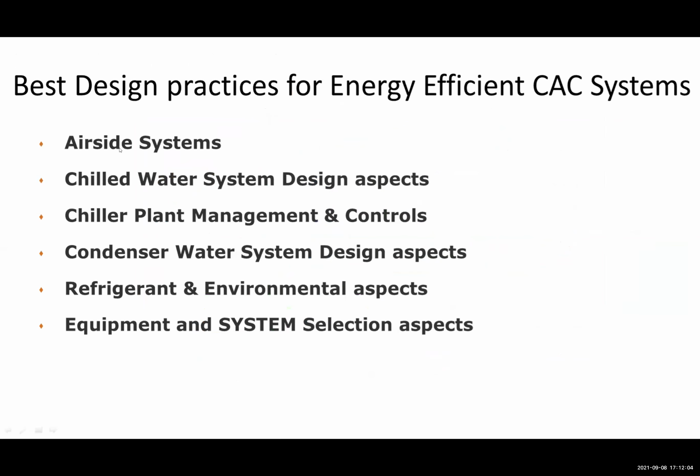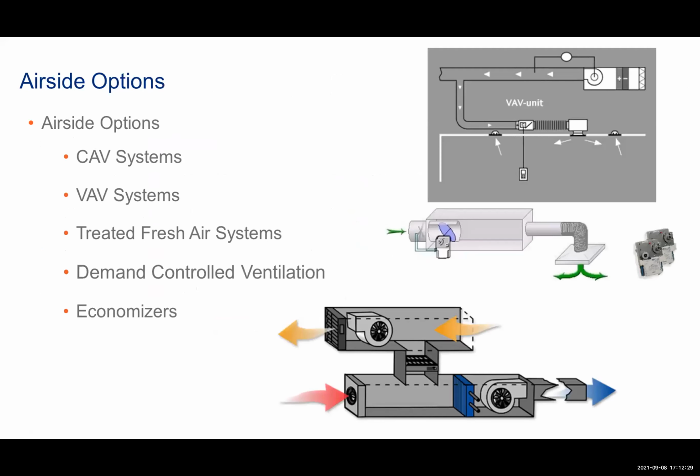Now, when we look at the best design practices, what are the design practices? One is from the air side, another is the chilled water design side, another is chiller plant management controls, condenser water piping design, refrigerant and environmental aspects, and equipment and system selection aspect, which we need to possibly go through systematically to ensure that the entire system is optimally designed.